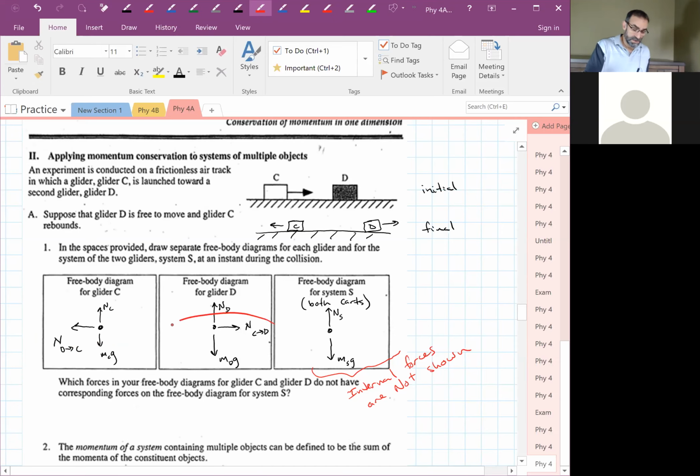Is there a net force on D? Yes, there is, and that has to be in the direction of the change in momentum of D. Is there a net force on the system? No. There's no net force on the system.